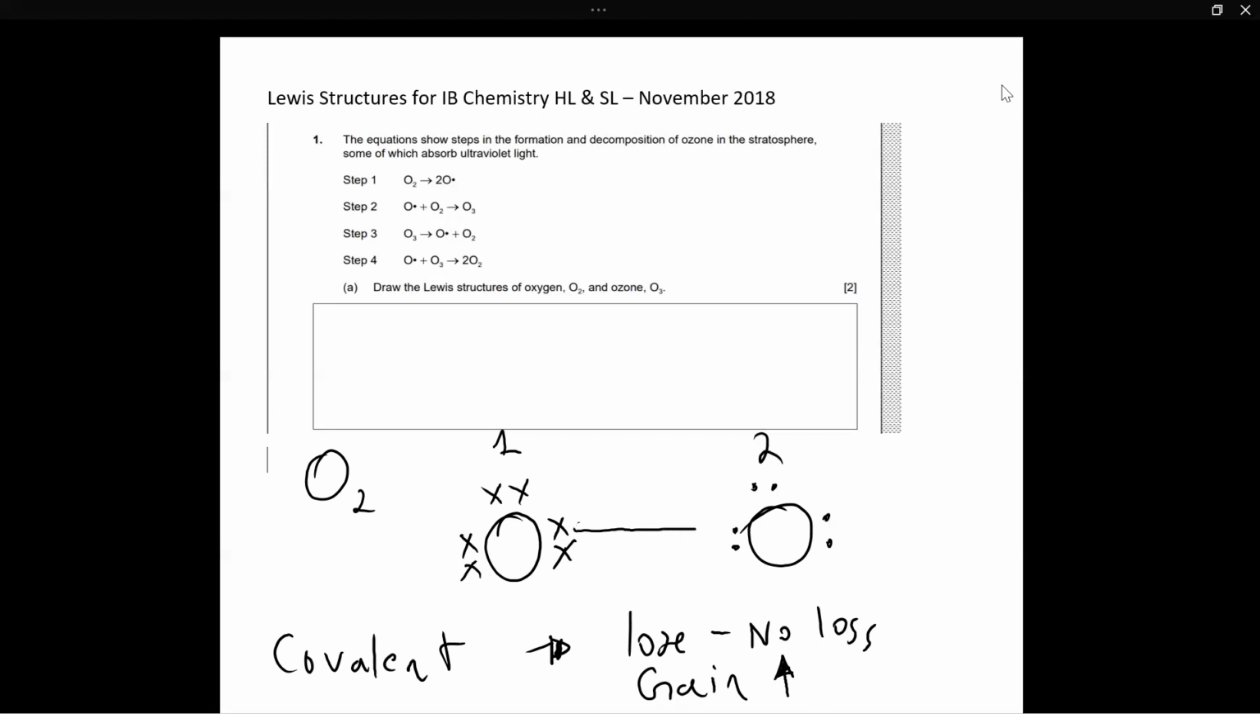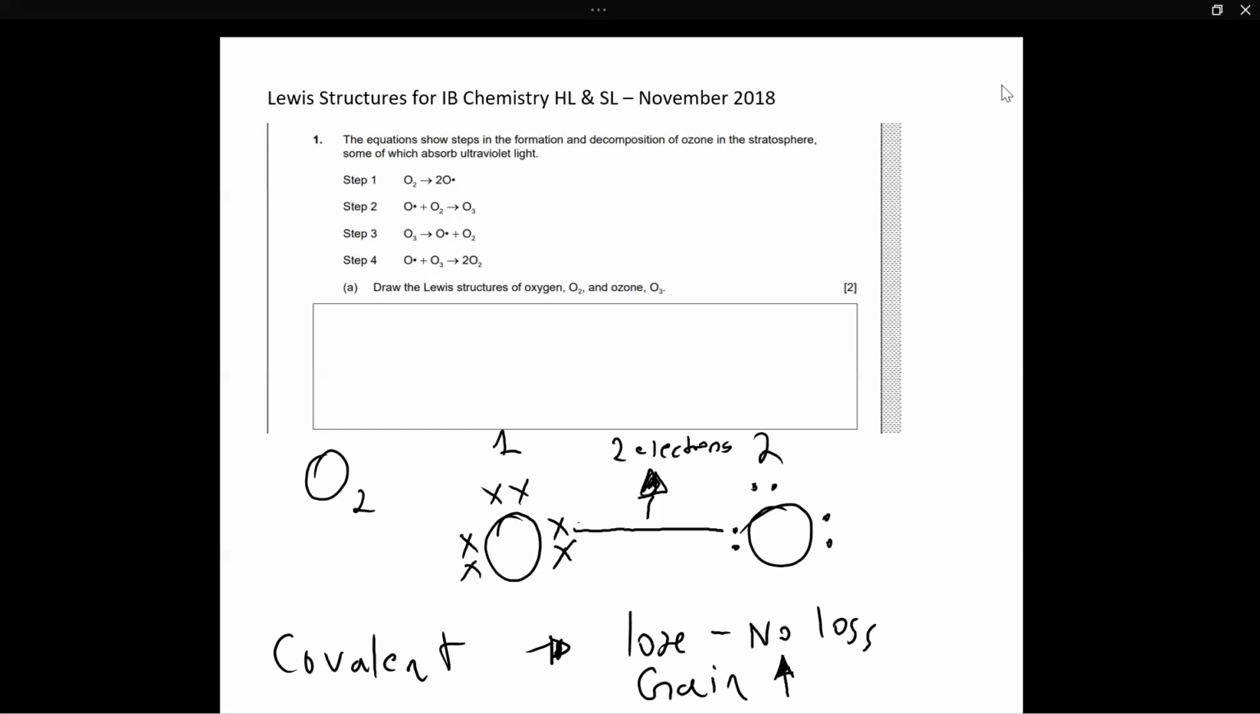And these guys, they start sharing this electron in this area over here. This is the sharing zone between them. And this sharing zone is called a bond. This is a bond between them. And a bond is always made up of 2 electrons.